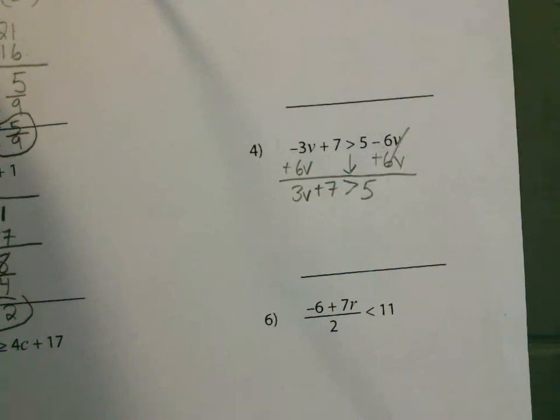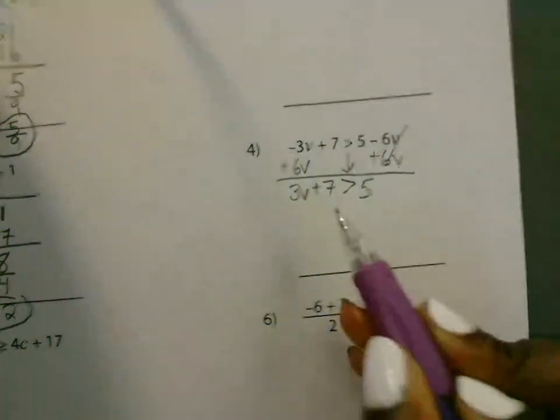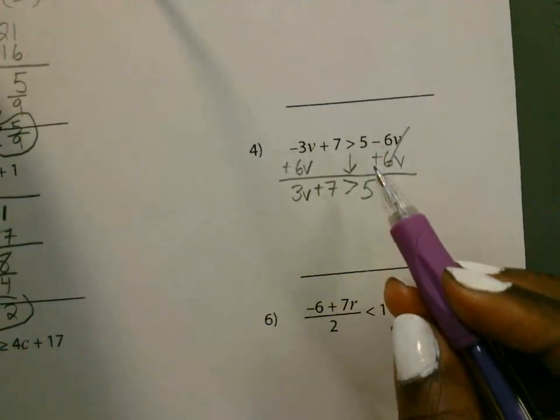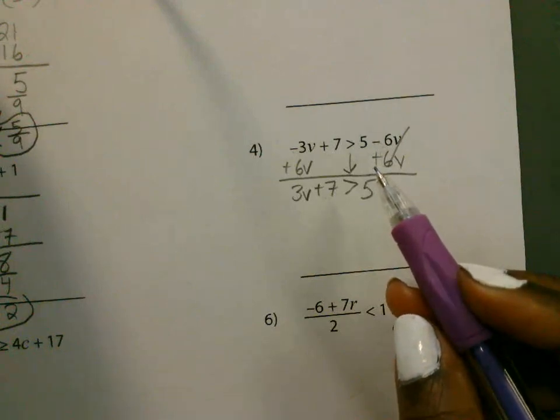Now what am I going to do in order to get v by itself? What do I move first, the 3 or the 7? Do I move the 3 first or do I move the 7? 3 or 7? 7. I move the positive 7. Move any number that you add or subtract to remove first.